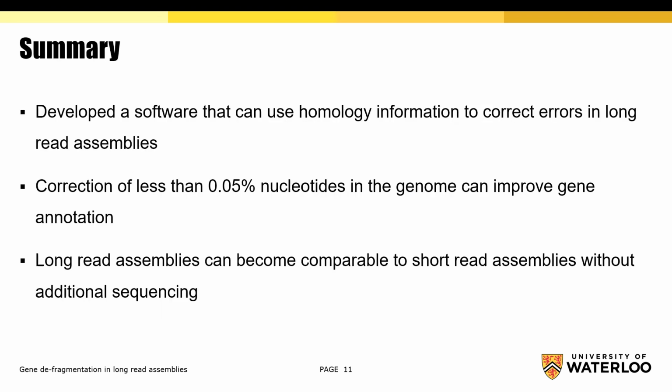So, in summary, we were able to develop a software tool that can use homology information from reference data to detect and correct fragmenting errors in long-read assemblies, and that correction of less than 0.05% of an assembly can drastically reduce the number of fragmented genes and improve gene annotation. With these corrections, long-read assemblies can become comparable to short-read assemblies without any additional sequencing, and hopefully, with our software, we can make long-read sequencing an attractive option to generate complete sequences in the future.